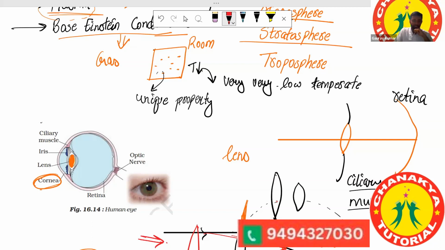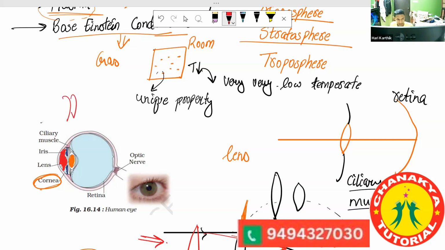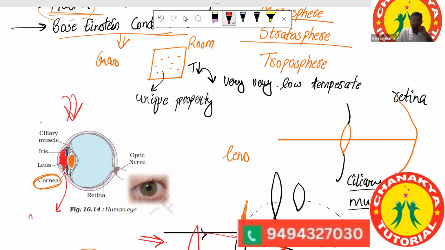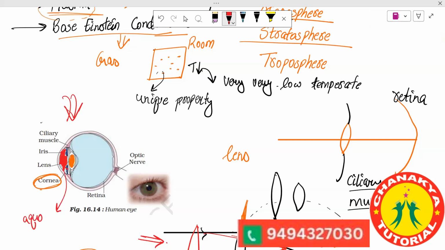Let me explain one more thing. After the cornea, there is this part. I have shaded it red. Can you see this? Yes, sir. I'm writing it here. This is the empty part which contains aqueous humor.